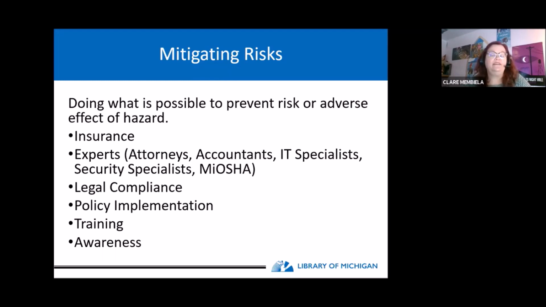And then also awareness. It's about pricking up your ears and being aware that there are hazards and there are these risks. As you're walking through your library, maybe have an eye towards, okay, what is a risk? Do I see a risk? And if I identify a risk, what can I do about it?